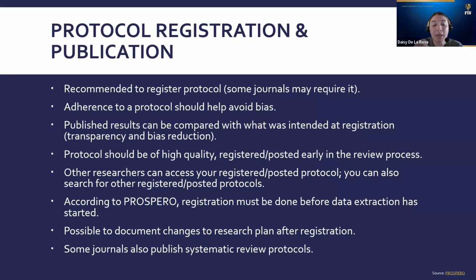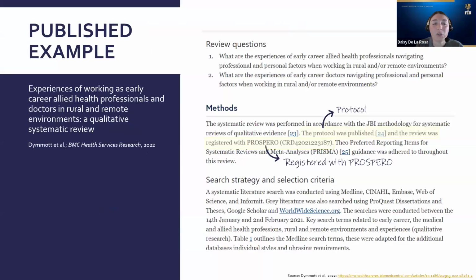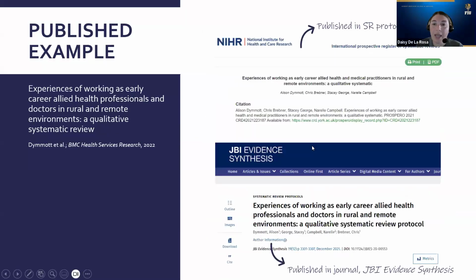And as I mentioned, the protocol itself could be a publication. Some journals do publish systematic review protocols. So in our published example here, they let us know that their protocol was published in a journal, and it was also registered with Prospero. And there you see that they have the little ID for Prospero. And like I said, this is a screenshot in the Prospero registry. And then down here, they actually published the protocol itself before they actually did the systematic review. And then they published the systematic review. So they got 2 publications out of this project.